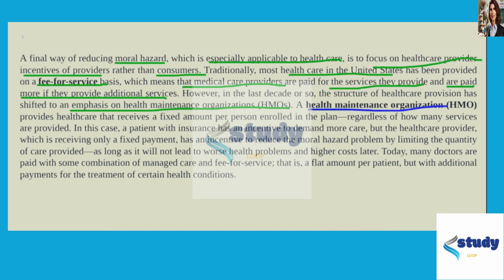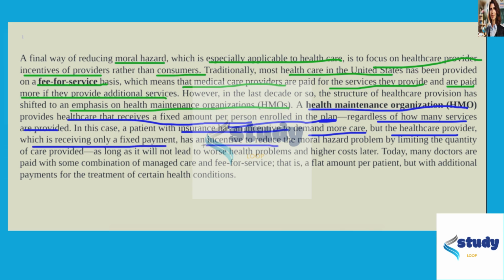A health maintenance organization, abbreviated as HMO, provides healthcare and receives a fixed amount per person enrolled in the plan, regardless of how many services are provided. In this case, a patient with insurance has an incentive to demand more care, but the healthcare provider, which is receiving only a fixed payment, has an incentive to reduce the moral hazard problem by limiting the quantity of care provided, as long as it will not lead to worse health problems and higher costs later.